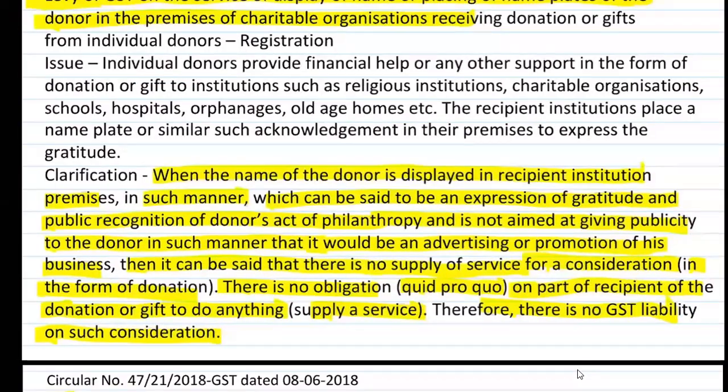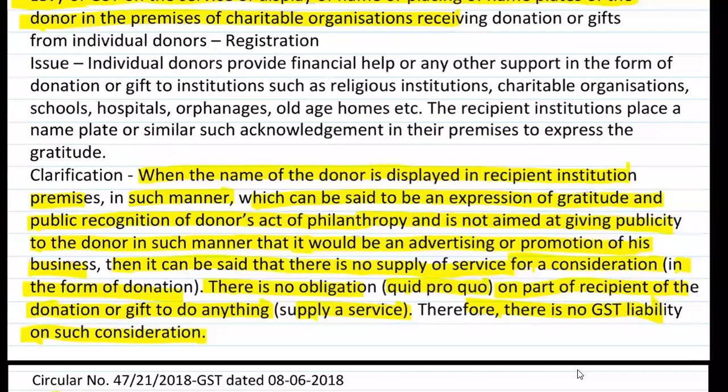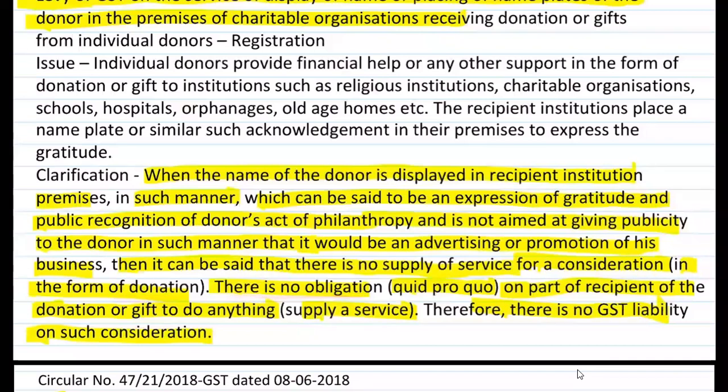Clarification. Thus, when the name of the donor is displayed in the recipient institution's premises in such a manner which can be said to be an expression of gratitude and public recognition of the donor's philanthropy, and is not aimed at giving publicity to the donor in such a manner that would be an advertisement or promotion of his business, then it can be said that there is no supply of service for a consideration in the form of donation. There is no quid pro quo obligation on the part of the recipient of the donation or gift to supply a service. Therefore, no GST liability on such consideration.